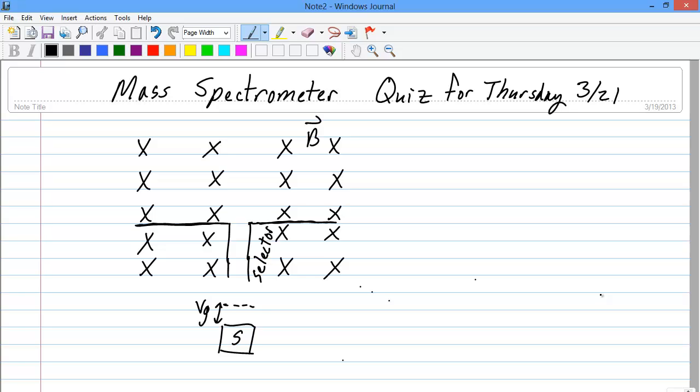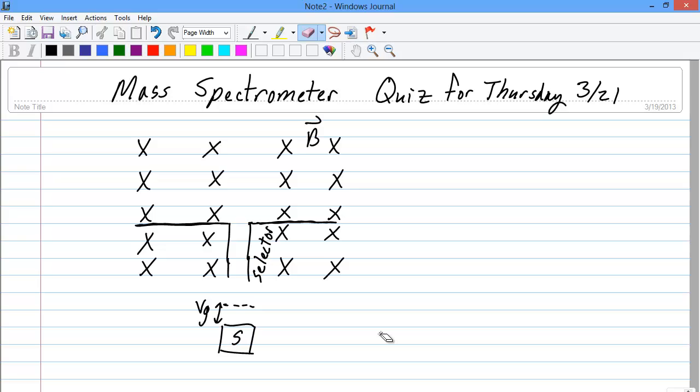Okay, so for your quiz on Thursday, you need to know how to do the mass spectrometer. And so we have here a mass spectrometer design with the following components. Positive ions of charge Q and mass M are formed at source S and accelerated through a potential difference V sub G. The ions pass through the grid and into a velocity selector where there exists a magnetic field B, as shown in the figure, and an electric field.